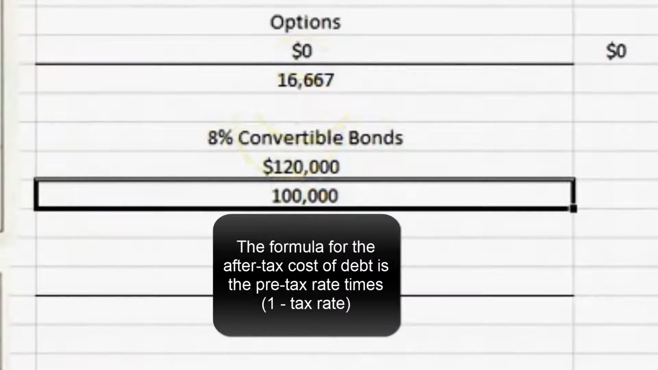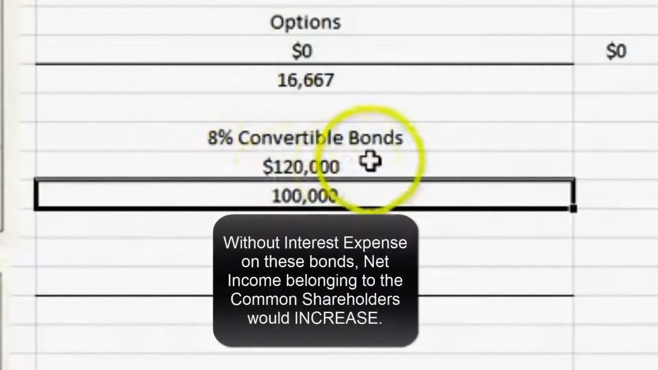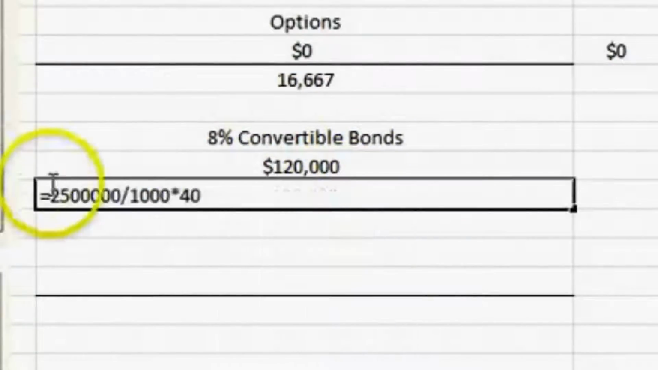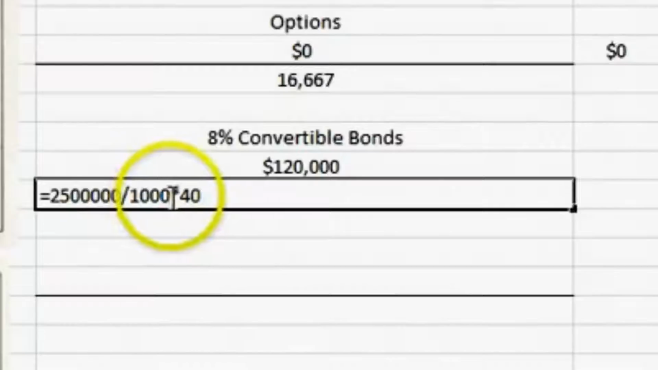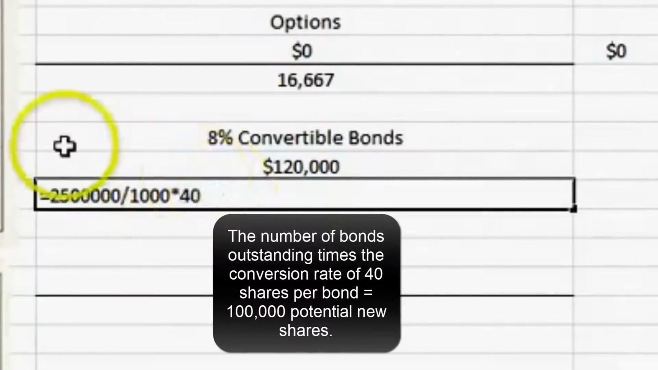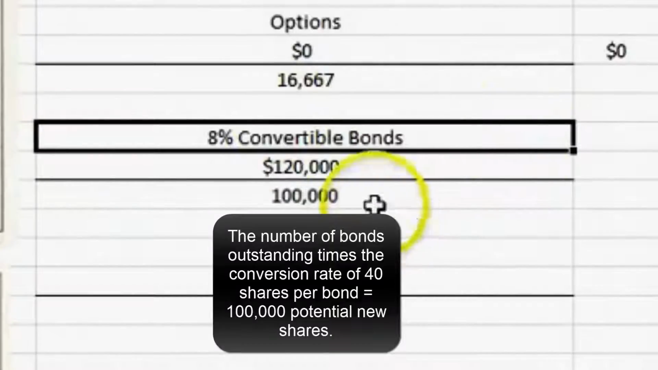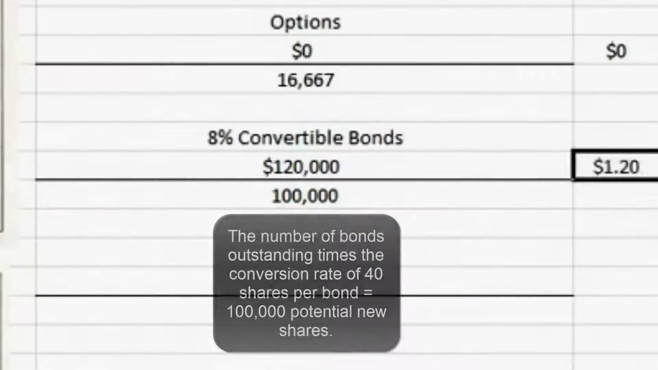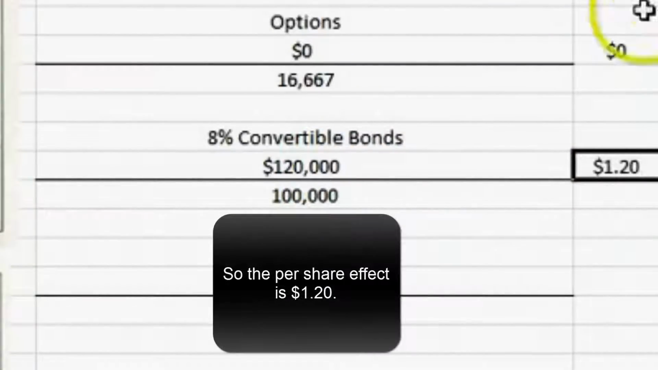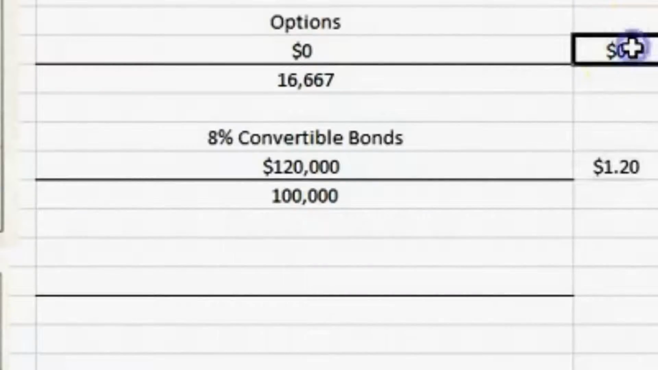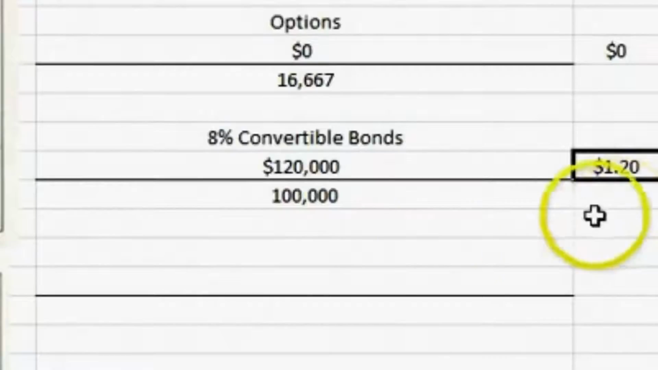So the incremental hypothetical effect is we add $120,000 to the numerator. And what happens in the denominator? Well, there's $2,500,000 worth of bonds outstanding. We divide that by 1,000 to get the number of bonds that are outstanding. Multiply that times 40, because each $1,000 bond can be converted into 40 shares of common stock. And we find out that we have $120,000 in the numerator, 100,000 shares in the denominator. So that's $1.20 worth of news. $1.20 is better than a 0, so we rank that second.